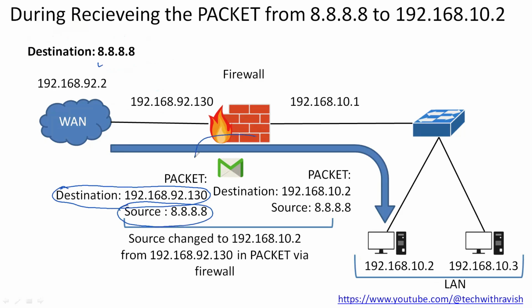When the packet passes through the firewall, this IP address will be changed to the original IP address that was sent to the destination. So the destination IP address will be changed to 192.168.10.2 instead of 192.168.10.130. So in the receiving process, the reverse will be done. Okay. Now let's talk further.